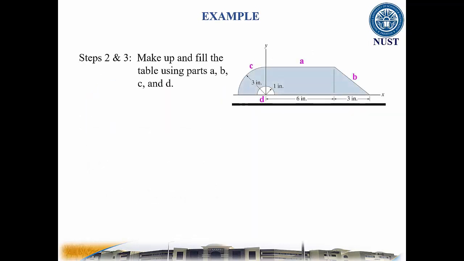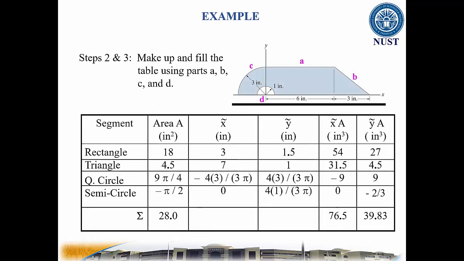Now make up and fill the table using parts A, B, C, and D. So in this table, the first column has 4 different segments: rectangle, triangle, quarter circle, semicircle. The second column shows the area for the 4 different segments. And the third column is x tilde, which is the location of the centroid of the individual shapes in the x direction. And the fourth column represents y tilde, which is the centroidal location in the y direction of each individual shape. And the last 2 columns show the products x tilde A and y tilde A.